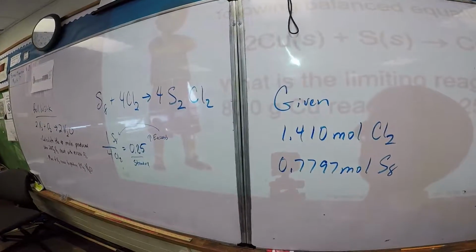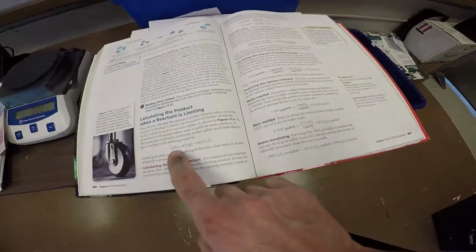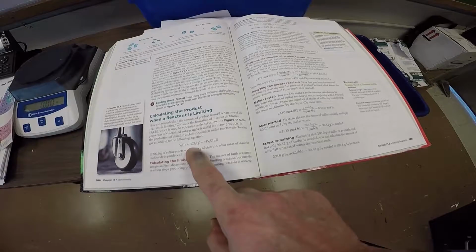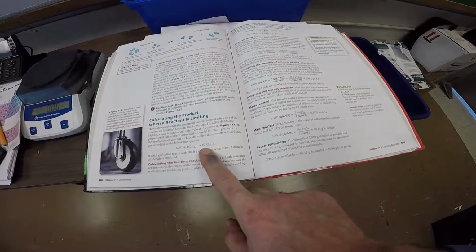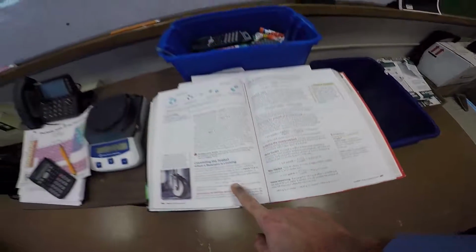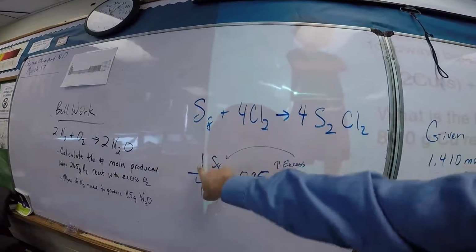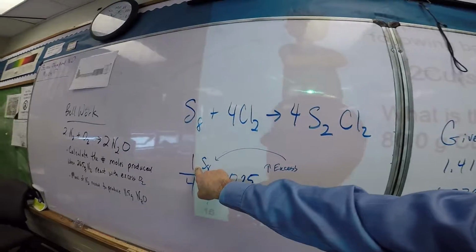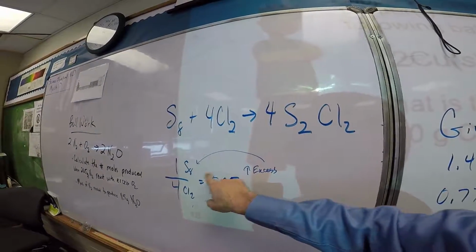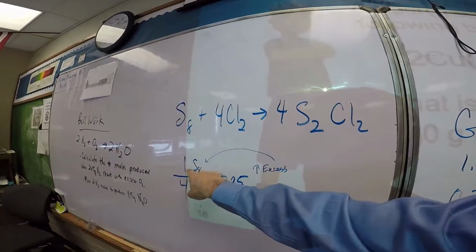All right, so this example comes from the book right here, page 380. You have S8 plus 4Cl2 yields 4S2Cl2 right here. And we notice that the ratio is 1 to 4. If this value increases, it's going to go to 0.5, and that would be excess if this increases.